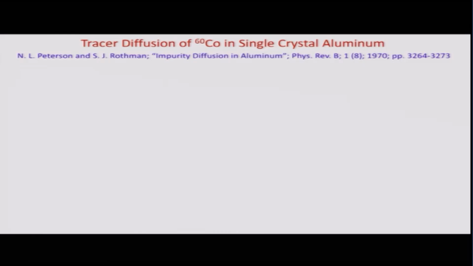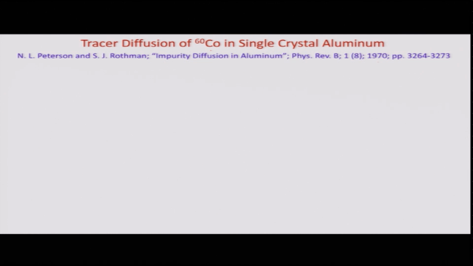Now, I would like to show some examples from the literature on experimental determination of tracer diffusivities. The first example is from the work reported by Peterson and Rothman back in 1970 on impurity diffusion in aluminum. They have reported various tracer diffusivities in aluminum. I would like to take the example of impurity diffusion of cobalt that they have reported. They used the cobalt 60 isotope for this. They deposited this cobalt isotope by evaporation on the single crystal aluminum substrate.